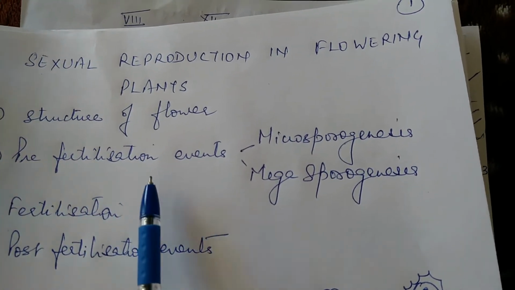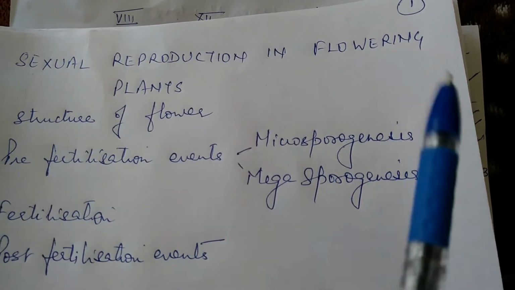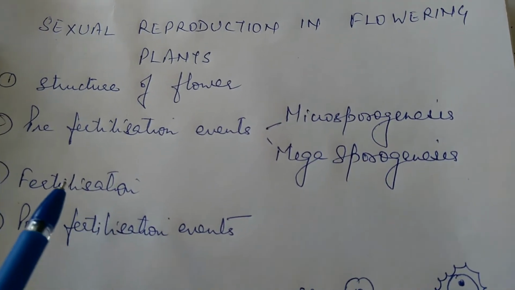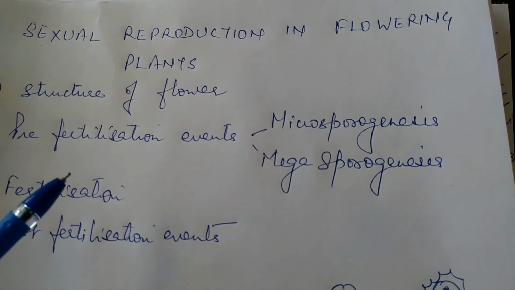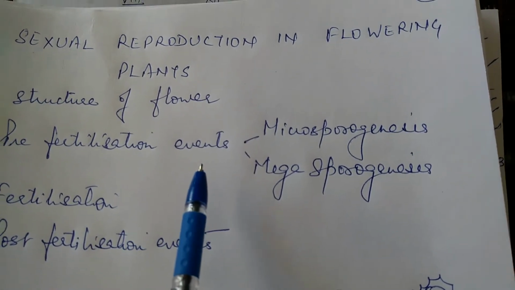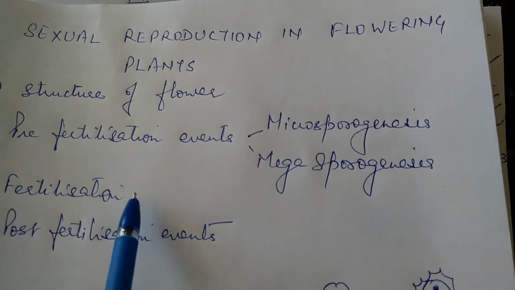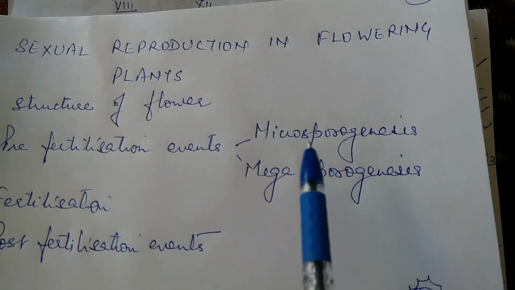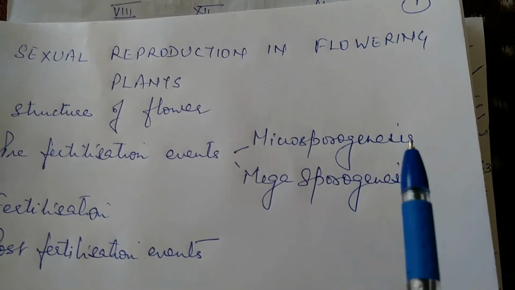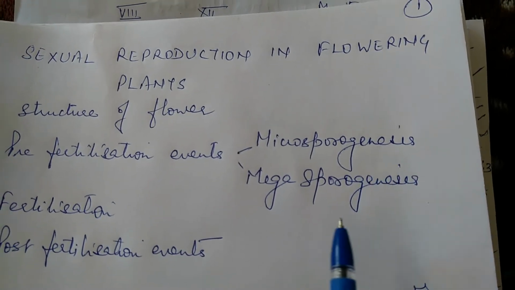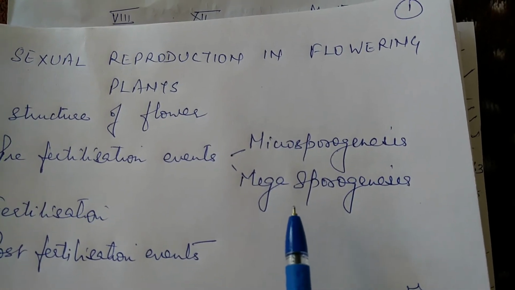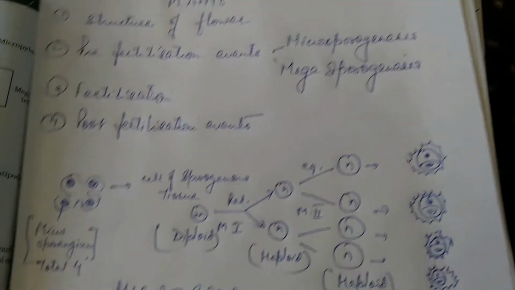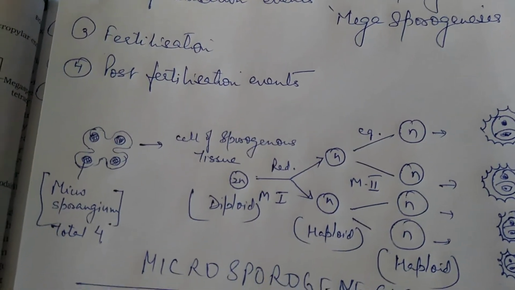Then comes pre-fertilization events, because in sexual reproduction, what is important? It is fertilization. So before fertilization, we have to study the pre-fertilization events. That means we require gametes for fertilization and we have to prepare the gametes. In microsporogenesis, male gamete is produced and the female gamete is produced in megasporogenesis. Now coming to microsporogenesis, I had already done in the previous lesson.